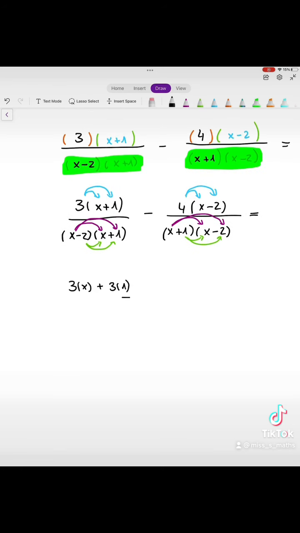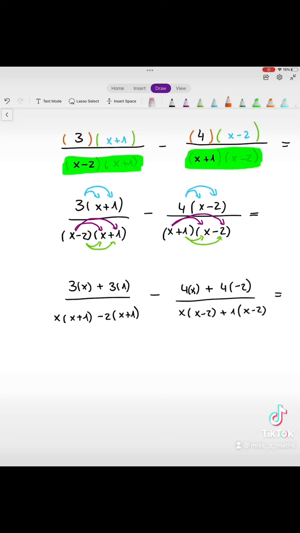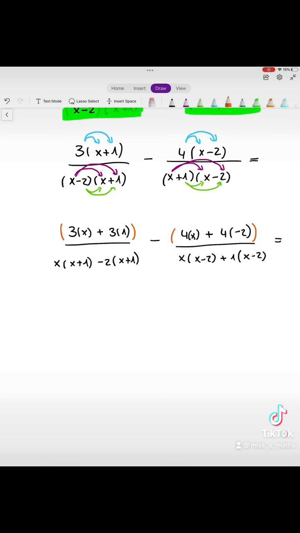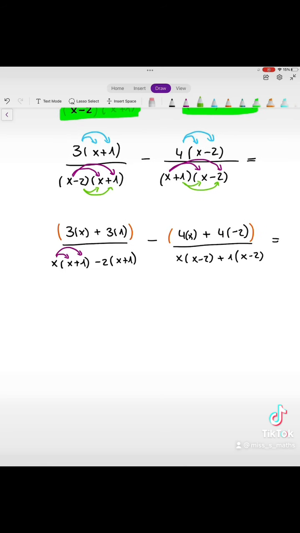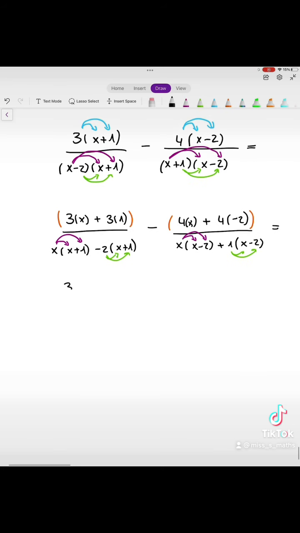So on top we have 3x plus 3 times 1, and in the bottom we can split that out or separate it into x times the second bracket minus 2 times the second bracket, and on the right side, the second fraction there, on top we have 4 times x minus 2, which is 4x plus 4 times minus 2, and in the bottom again I'm going to spread it out to make it a little bit easier there. I hope it makes sense the way I wrote it down.